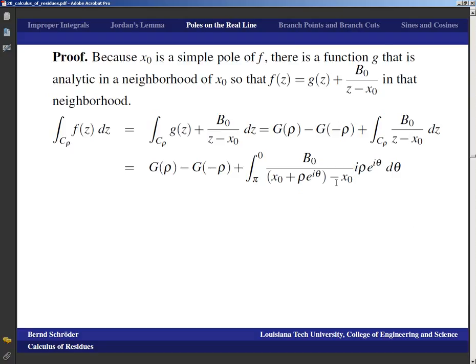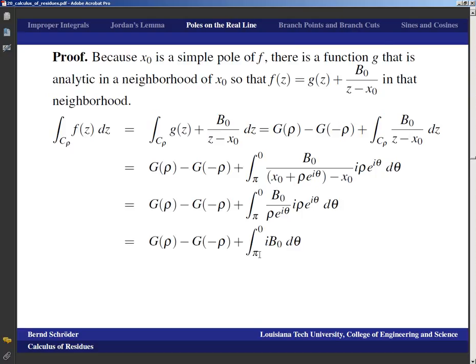Of course, the x0's cancel, so we keep the antiderivative, we keep the integral from pi to 0, b0 over rho e to the i theta, i rho e to the i theta. Now, of course, the rho e to the i thetas cancel, and that means that we keep the stuff in front, but the integral now is over i b0, and that's a trivial integral. That just gives us negative pi i b0.